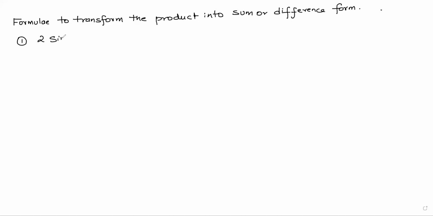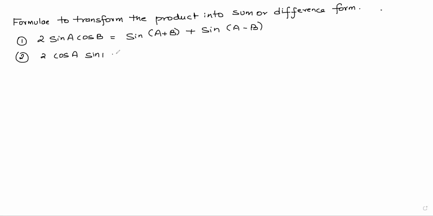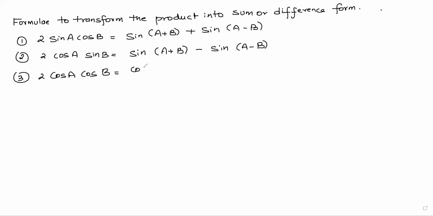So the first formula is, if we have 2 sin A cos B, then we can write sin A plus B plus sin A minus B. Second, if we have 2 cos A sin B, then our formula is sin A plus B minus sin A minus B. And the third is 2 cos A cos B is equal to cos A plus B plus cos A minus B.